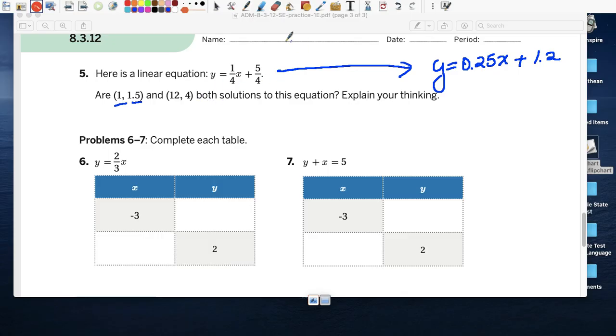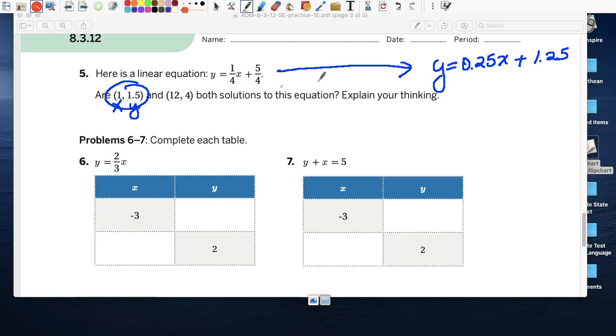There's no point of having decimals and fractions. So I'm going to change everything to decimals. If you want to change everything to fractions, you can do that. I chose to change everything to decimals. So instead of 1/4, I did 0.25. Instead of 5/4, I did 1.25. Sorry, I forgot the 5. So let's try this point.